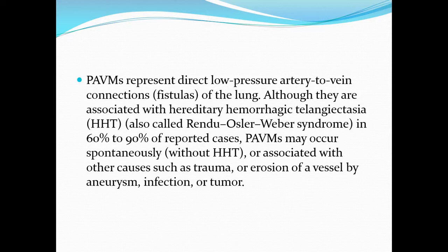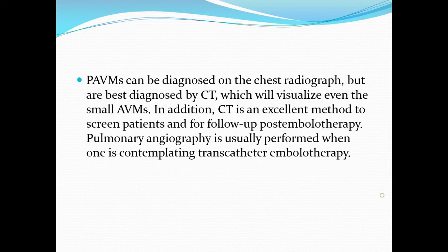So the pulmonary arteriovenous malformation represents a direct low pressure artery to vein connection. It's a fistula of the lung. Although they are associated with hereditary hemorrhagic telangiectasia, which is called Rendu-Osler-Weber syndrome, in 60 to 90% of reported cases, pulmonary arteriovenous malformations may occur spontaneously without hereditary hemorrhagic telangiectasia, or be associated with other causes such as trauma or erosion of a vessel by aneurysm, infection, or tumor.